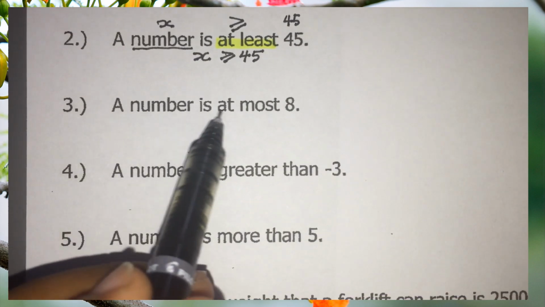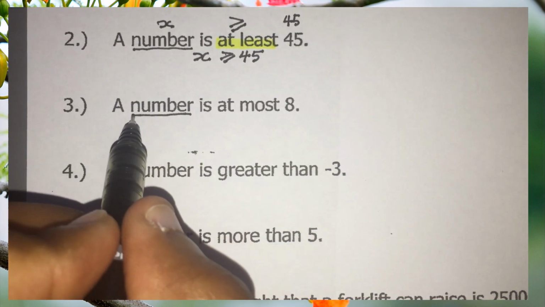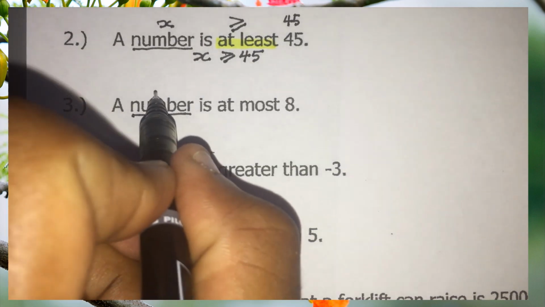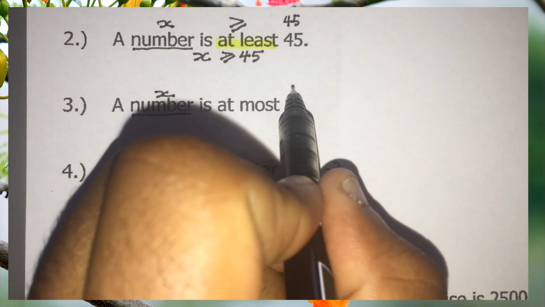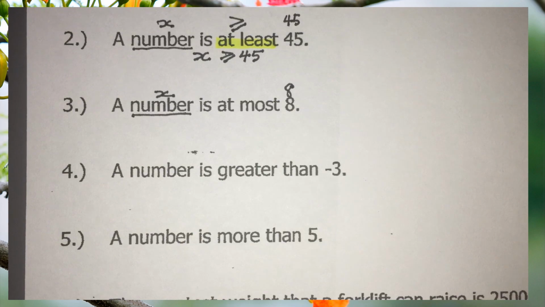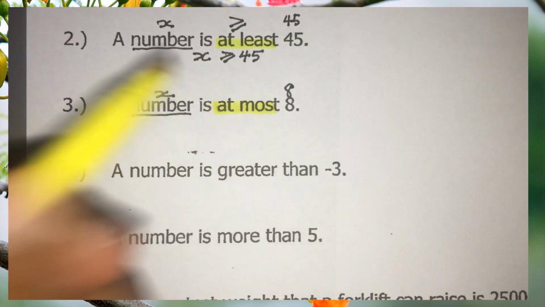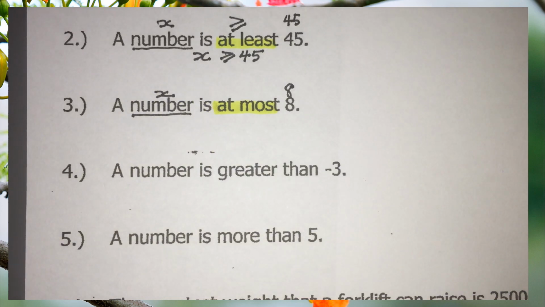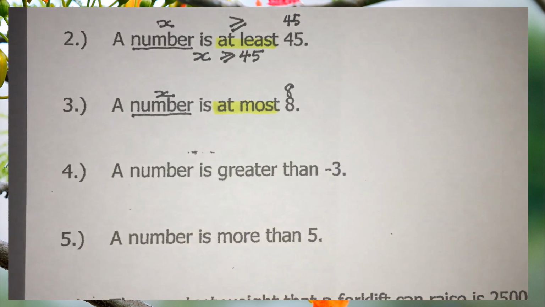A number is at most 8. So a number that we don't know, we're going to call it x. And we're comparing x with the number 8. And then we have this keyword, or key phrase: at most. Think about what that means. At most means the most it could ever go, the highest it could ever go. So the highest x could ever go is 8. That means x could be 7, it could be 6, it could be smaller than 8.